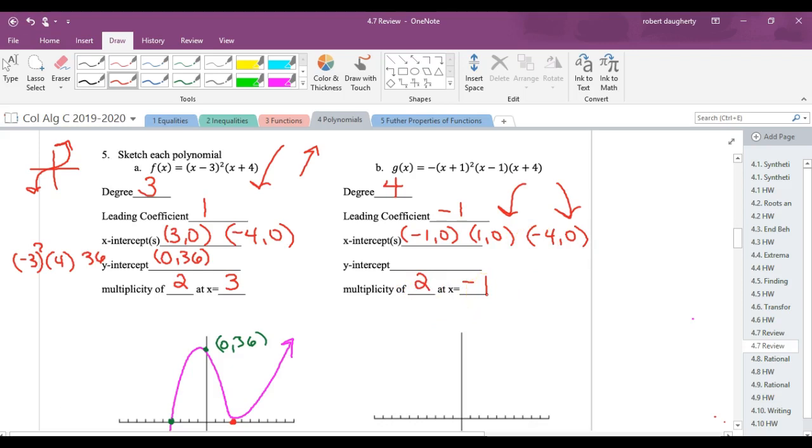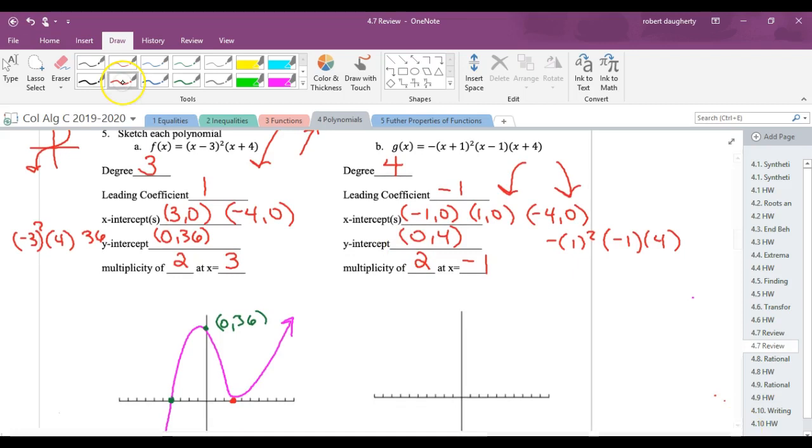The y-intercept, plug in x equals 0, and you get what, 1 squared, -1, 4. So that's -4 times 1. That is (0, 4). And we should be able to graph that. So I do not cross at -1. Okay. I will cross at 1 and -4. I have a y-intercept of (0, 4).